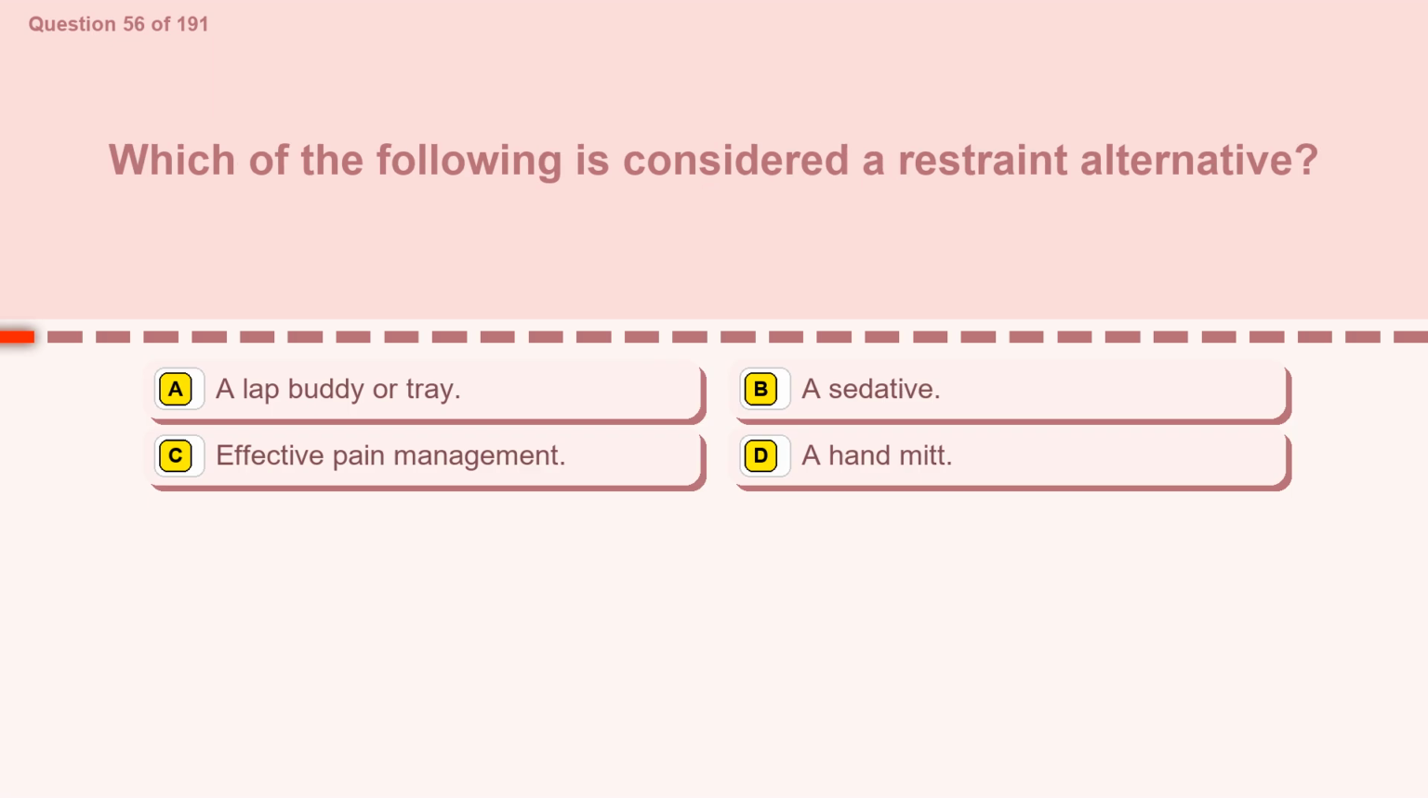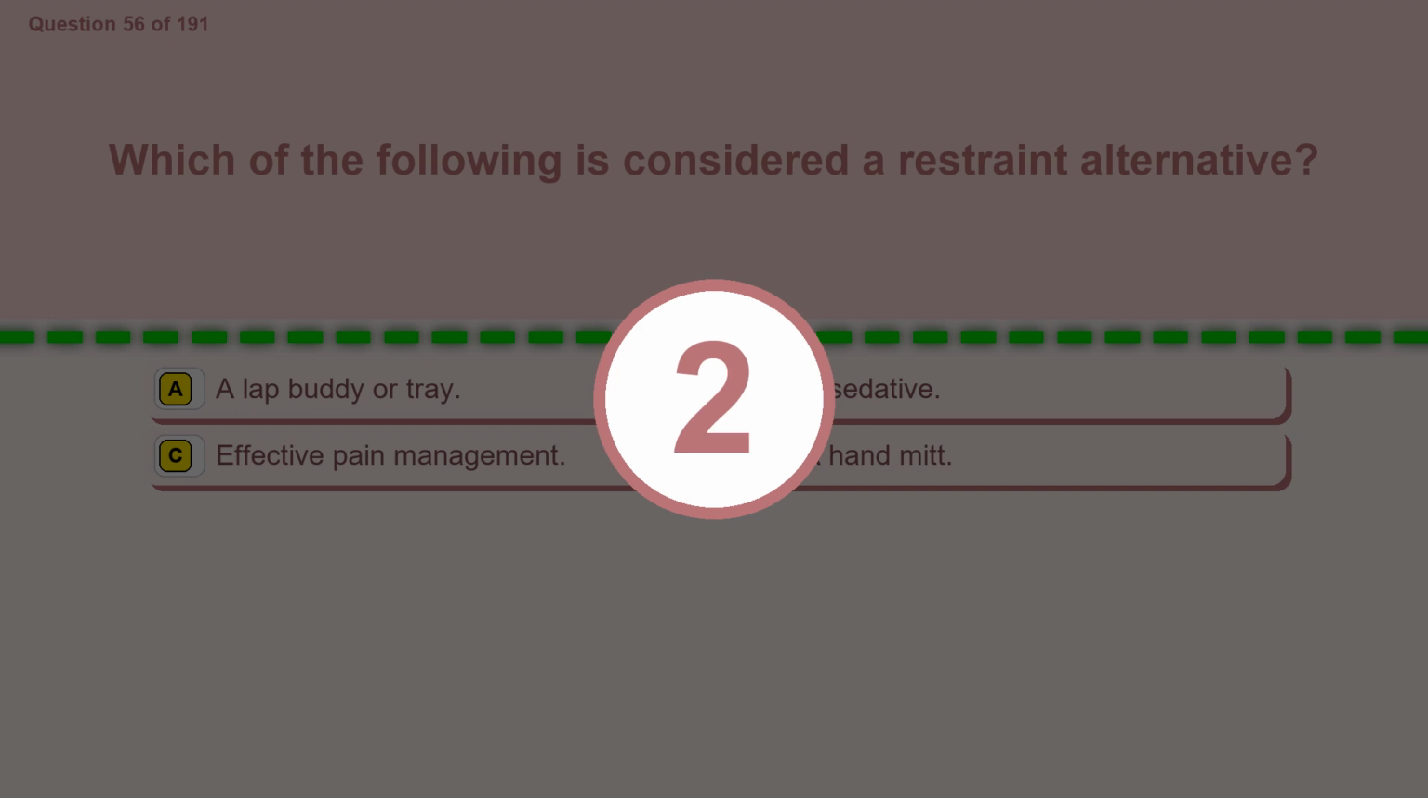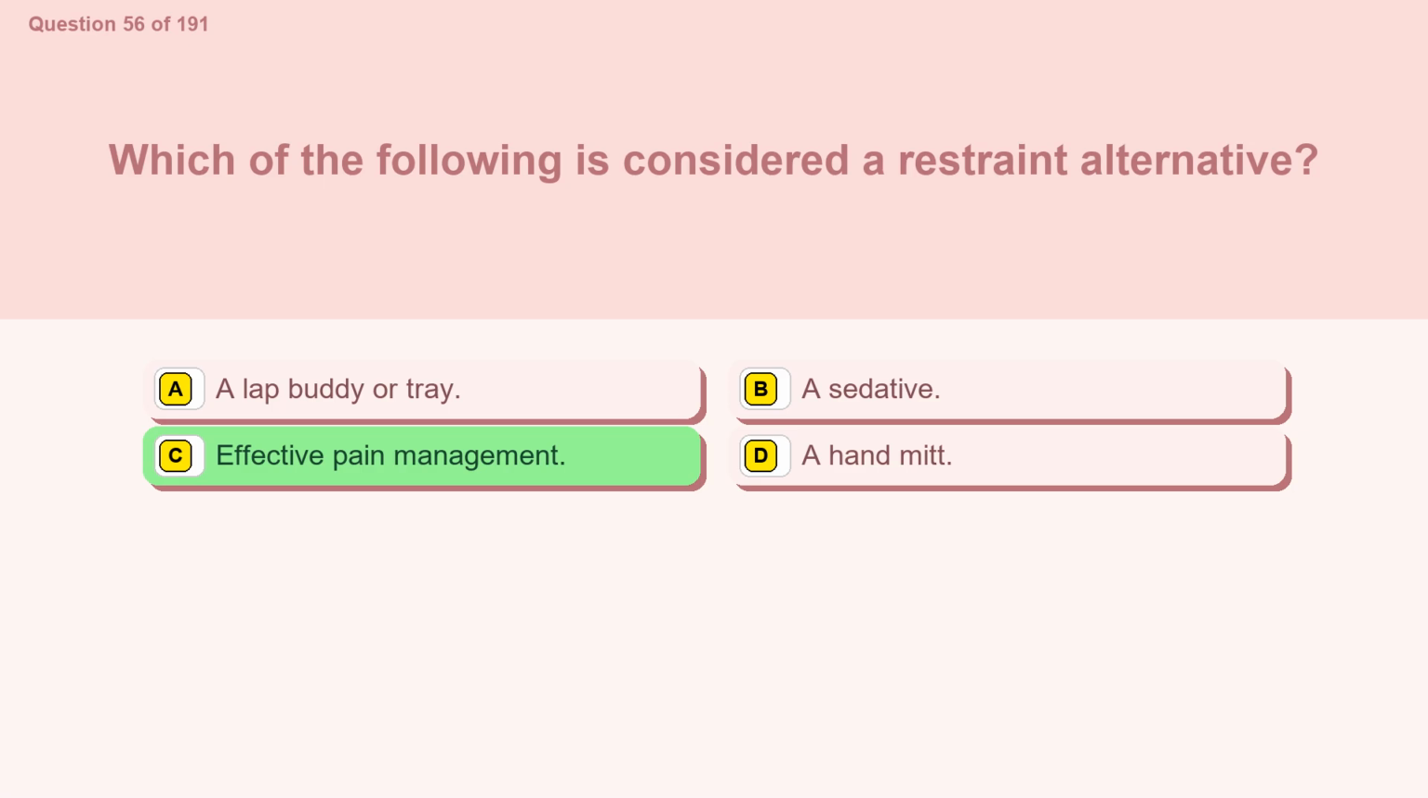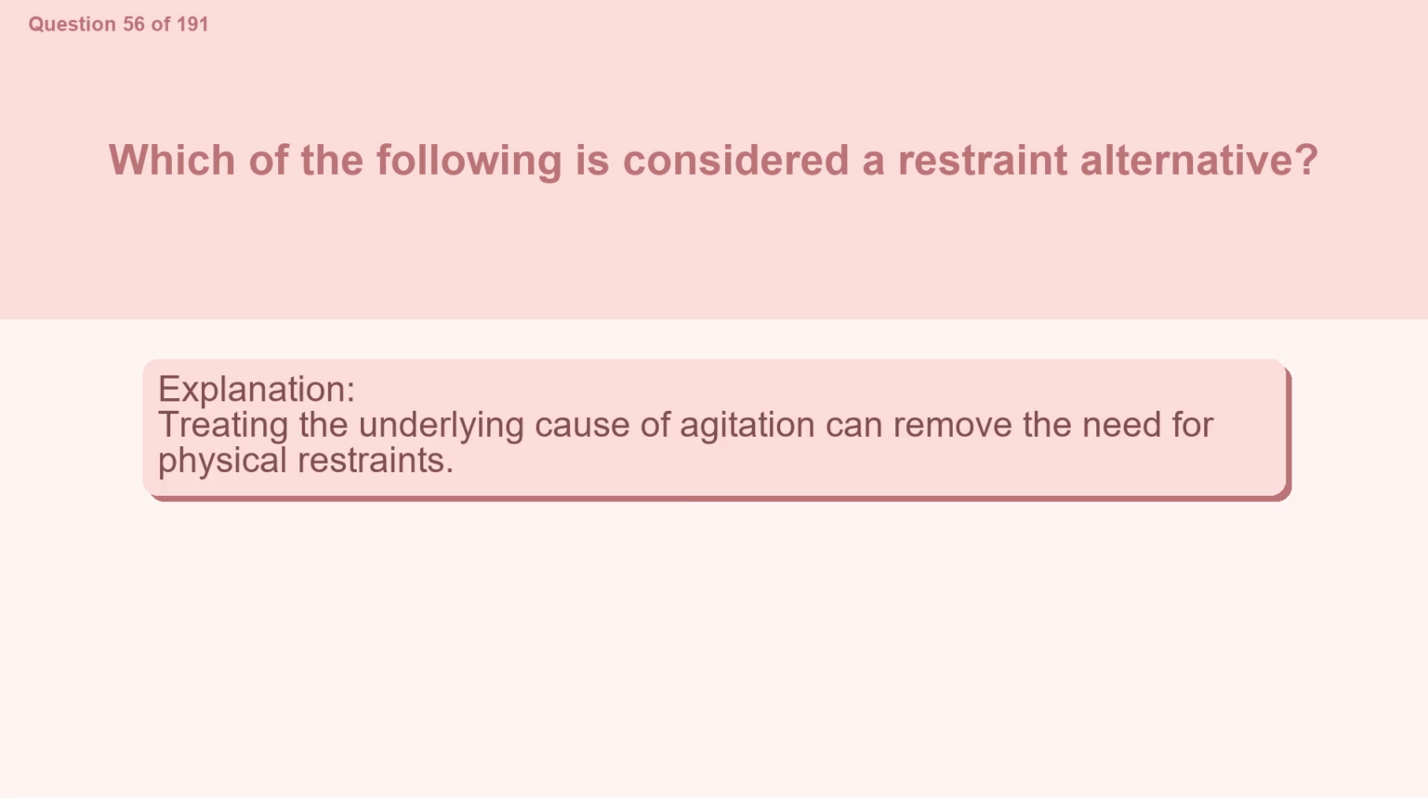Question 56. Which of the following is considered a restraint alternative? Option A. A lap buddy or tray. Option B. A sedative. Option C. Effective pain management. Option D. A hand mitt. The correct answer is option C. Effective pain management. Treating the underlying cause of agitation can remove the need for physical restraints.